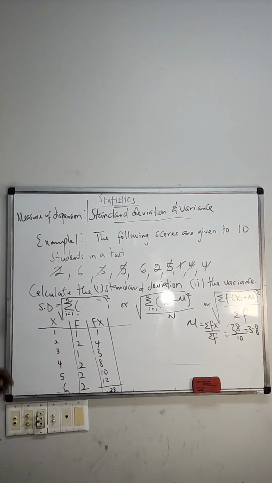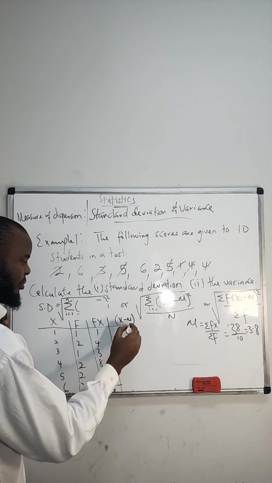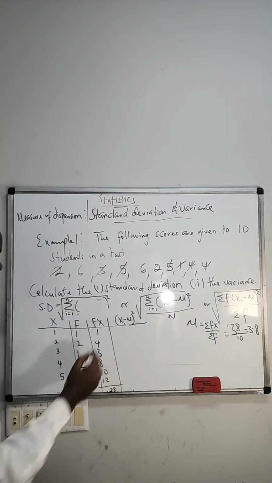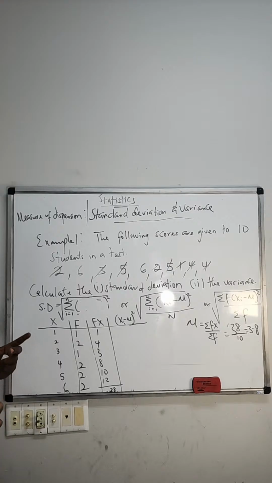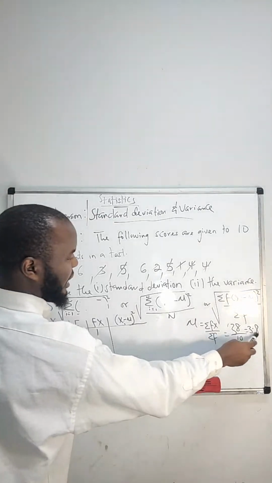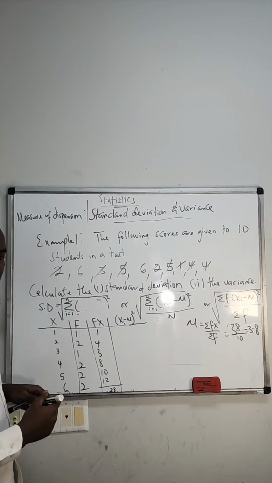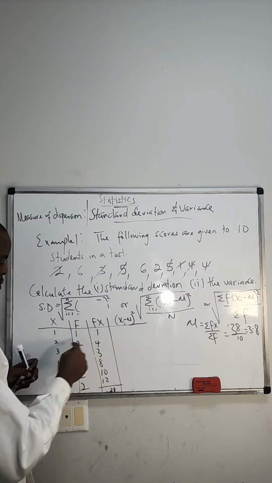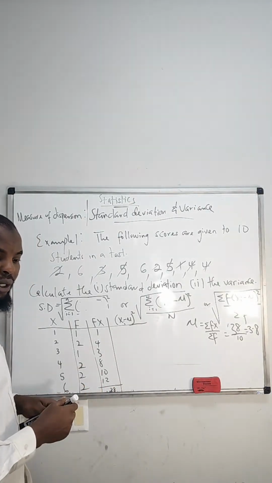Next is to compute x minus mu, or you can just square it straight. Xi means each of these values of x, and you subtract the mean. That is 1 minus 3.8, which is negative 2.8. The negative doesn't matter because it is squared. So 1 minus 3.8 is negative 2.8. Square it.